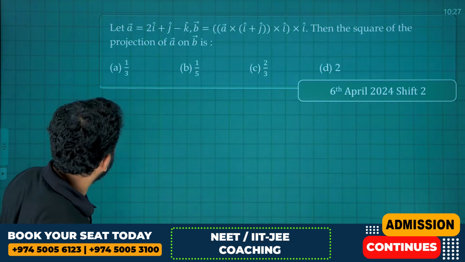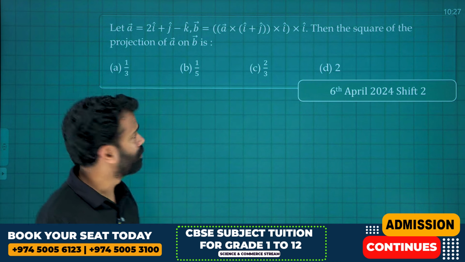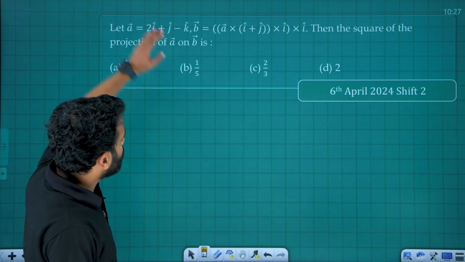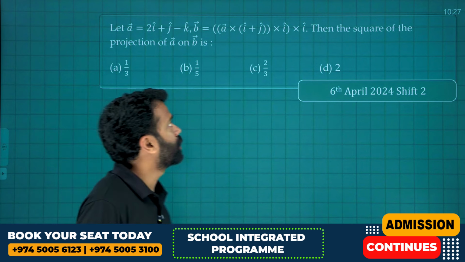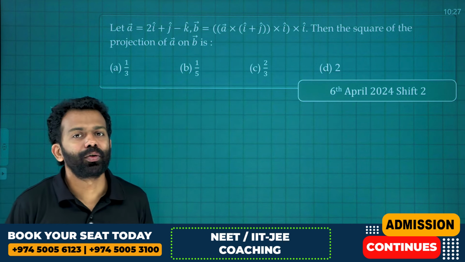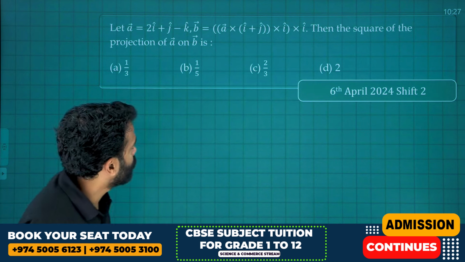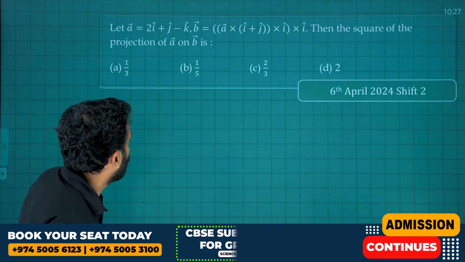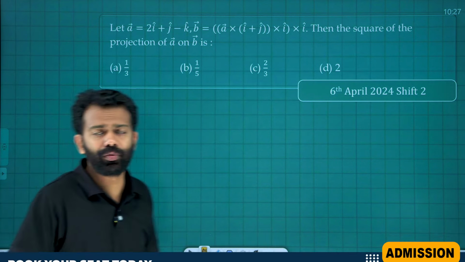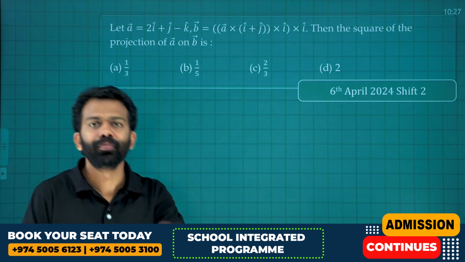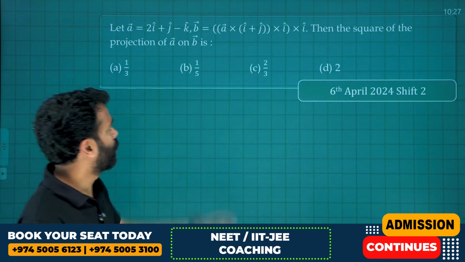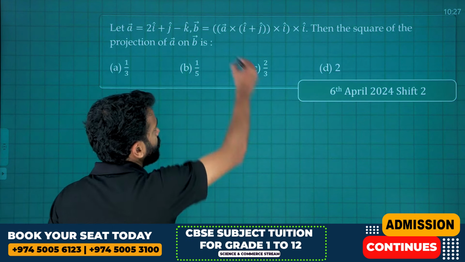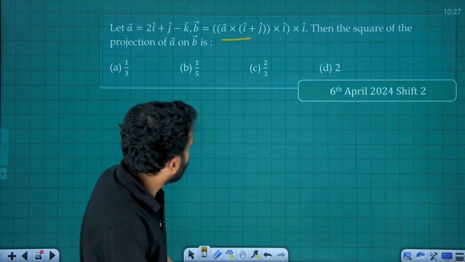Next one is, what was the question? Easy one. Vector A is equal to 2i plus j minus k. Vector B is equal to vector A cross i plus j, and the square of projection of vector A on vector B. We know the formula of projection of vector A on vector B. Before applying that formula, we should get what is vector B. Let's sort it out. Let's find this first, preference for brackets.